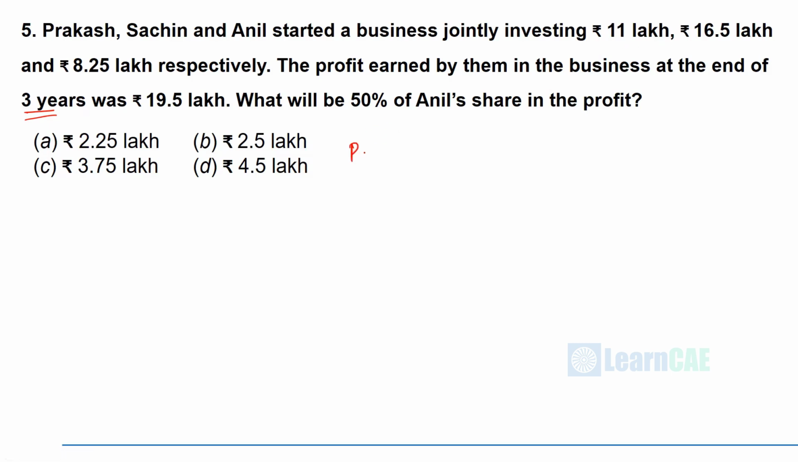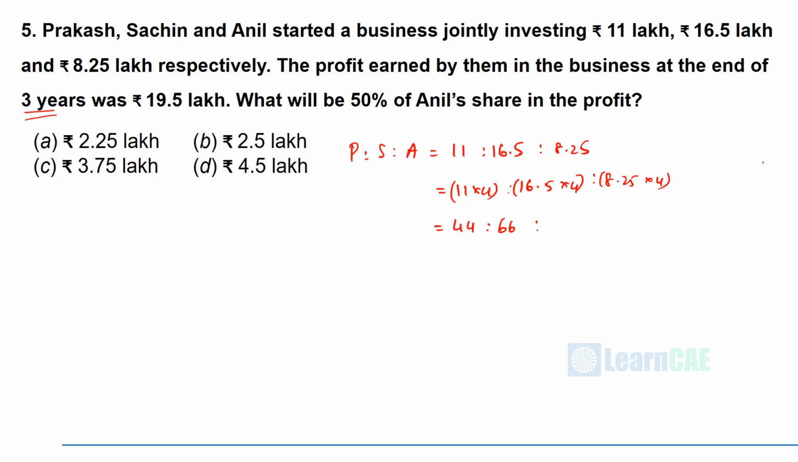That is, let me write P is to S is to A is equal to 11 is to 16.5 is to 8.25. So we shall change the numbers to integers. So the common multiple will be 4. So this will be 11 into 4 is to 16.5 into 4 is to 8.25 into 4. This will be 44. I am multiplying by 4 because the least value is 0.25 here. So 0.25 into 4 will be 1, so we can remove the decimals here. So 16 into 4 is 64 plus 0.5 into 4 is 2. So 64 plus 2 will be 66.